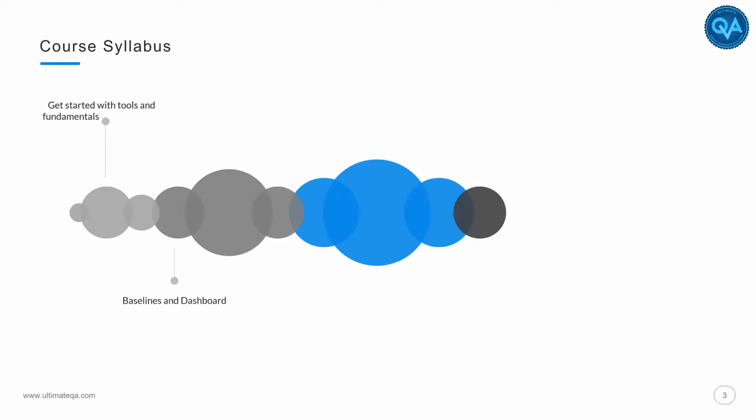Next, you learn about baselines and dashboard. You're going to learn what is a baseline and why it's so important to automated visual validation. And then you'll learn how to work with different baselines and apply different kinds of regions, which will take us into the next section of match levels and regions, where you're going to learn different match levels. You're going to learn how to apply different regions.